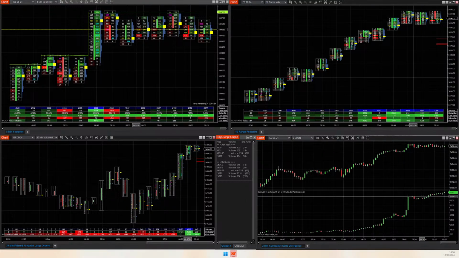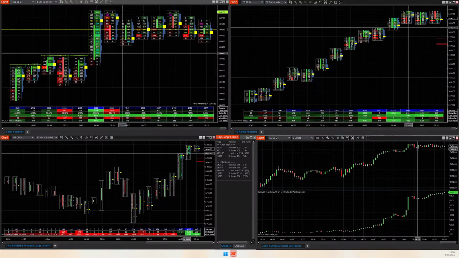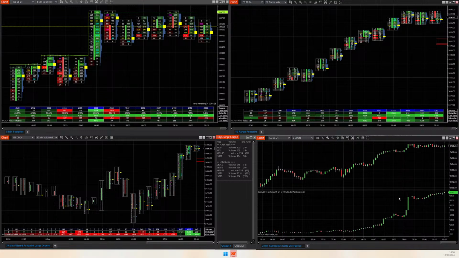Price, the delta is rising. You could, in fact, this is a little bit of a divergence. So we've got a rise in price, a rise in cumulative delta, but the price is kind of sideways, slightly down. So potential reversal, but not enough for me.